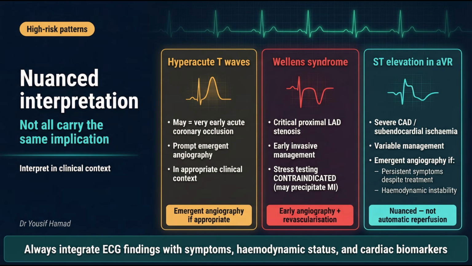It may reflect severe coronary disease, global subendocardial ischemia, or supply-demand mismatch. This pattern requires nuanced management. Emergent angiography is particularly indicated when there are persistent ischemic symptoms despite treatment or hemodynamic instability.